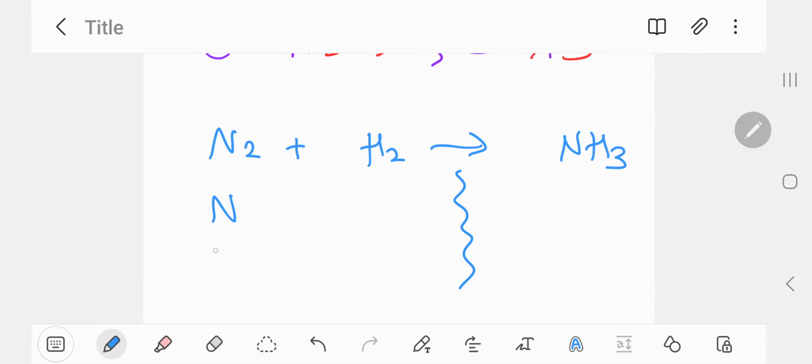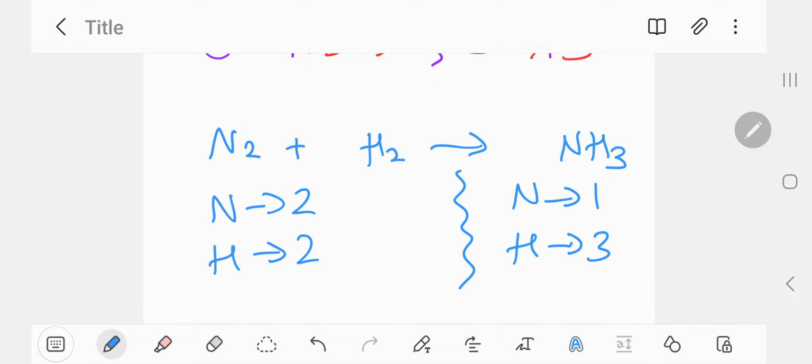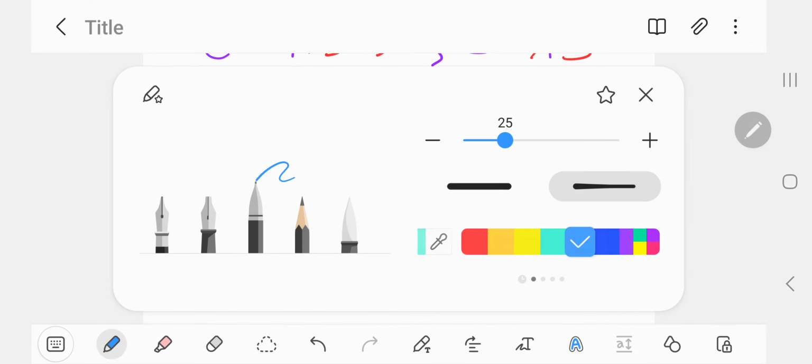Let's do another. Let's do N2 plus H2 makes NH3. Let's make ammonia. This is called the Haber process. Let's check if it's balanced or not. So N, H. Take an inventory. There's 2 nitrogens on the left, 2 hydrogens on the left. There's 1 nitrogen on the right and 3 hydrogens on the right. Not balanced. So let's balance it. I'm going to put in coefficients.